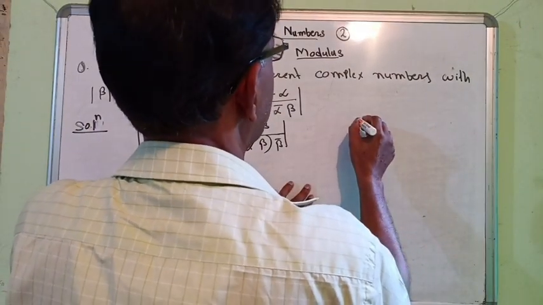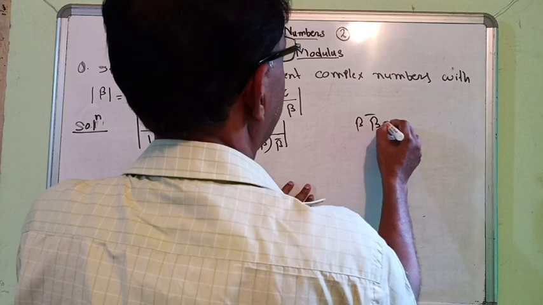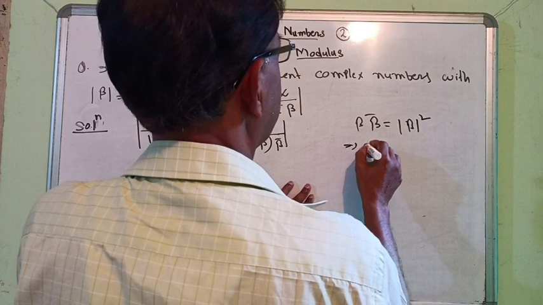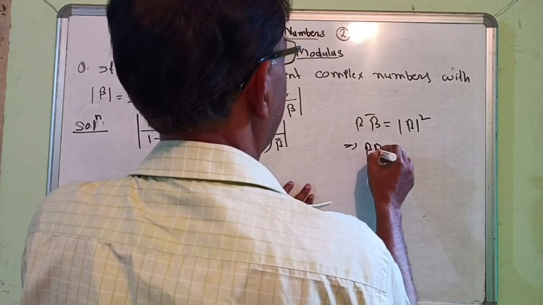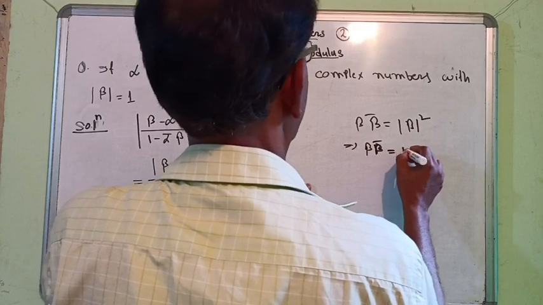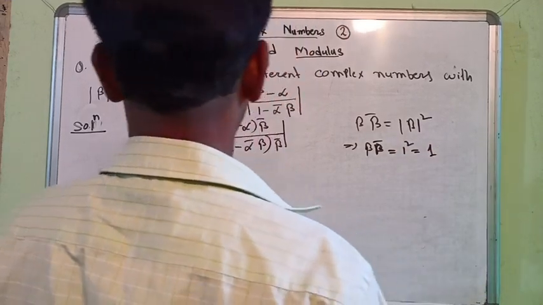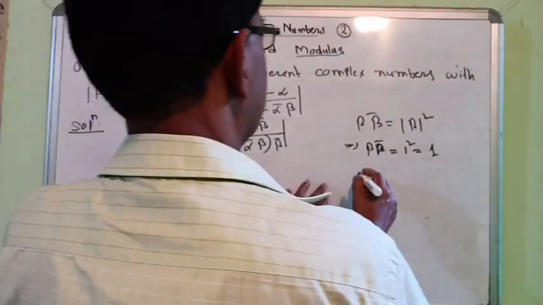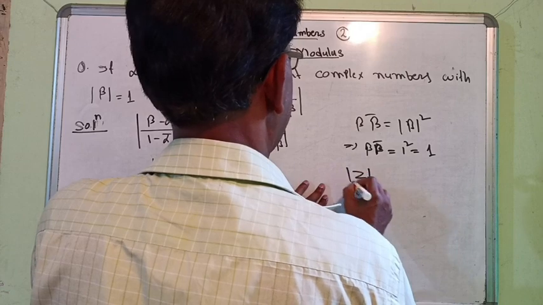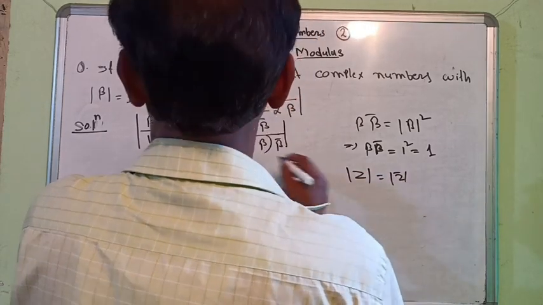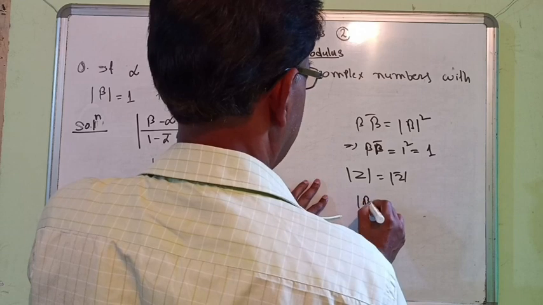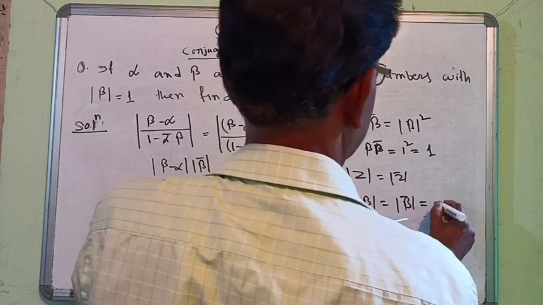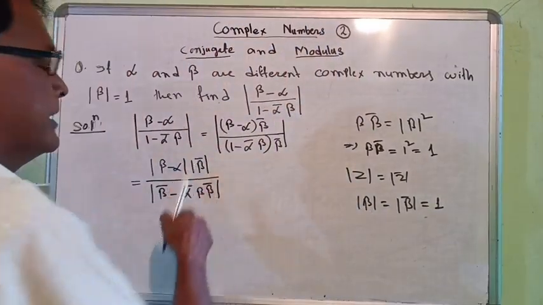But we know that, given, mod of beta is equal to 1. We know beta beta bar is equal to mod of beta square. This implies beta beta bar is equal to 1 square, which is equal to 1. Also, we know mod of z is equal to mod of z bar. Here, mod of beta is equal to mod of beta bar. Since this is 1, therefore mod of beta bar is equal to 1.